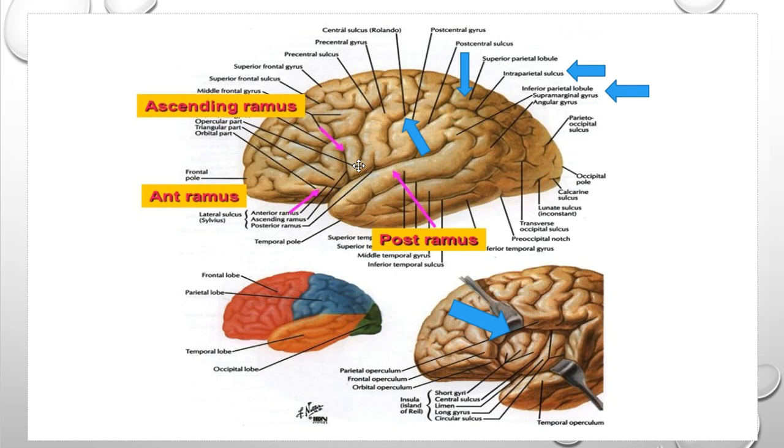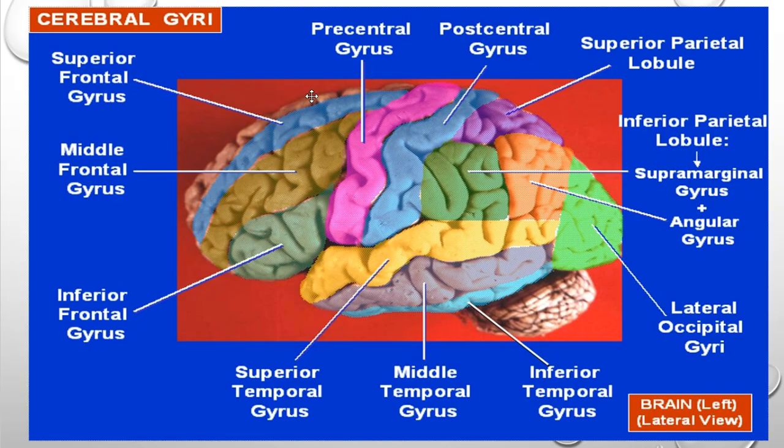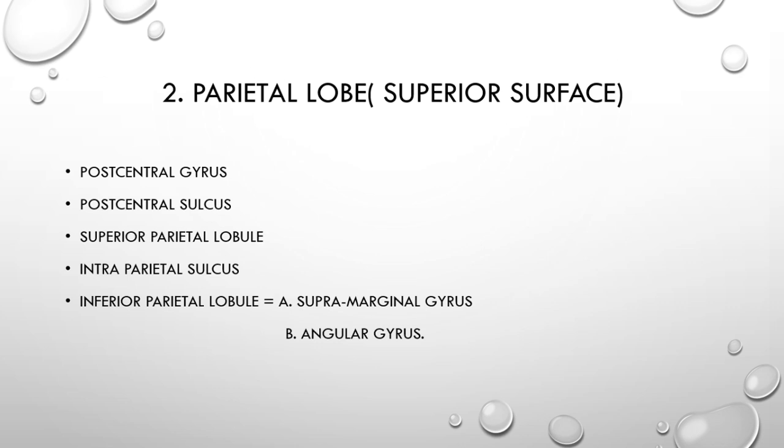Next is the parietal lobe. The structures present in the superior surface of the parietal lobe are the postcentral gyrus, postcentral sulcus, superior parietal lobule, intraparietal sulcus, and inferior parietal lobule. It has 2 structures: the supramarginal gyrus and the angular gyrus.